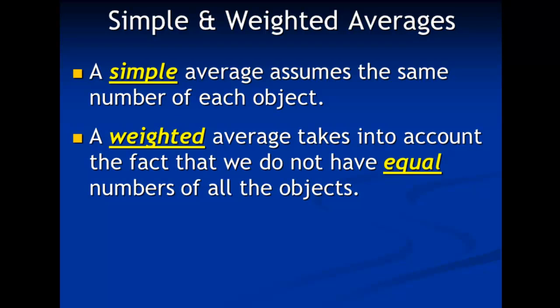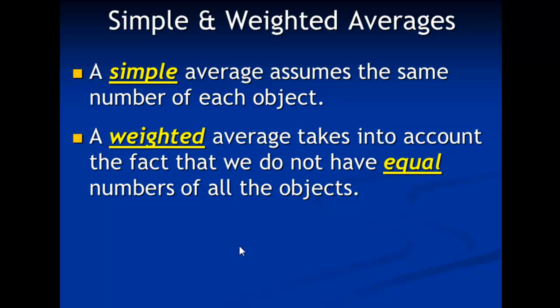So there's two types of averages: a simple average and a weighted average. A simple average assumes the same number of every object. A weighted average takes into account the fact that we don't have equal numbers of all objects, and since we don't have equal numbers, we shouldn't count each one as important.